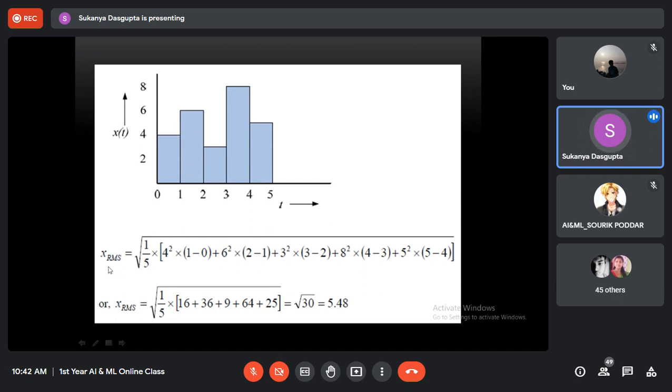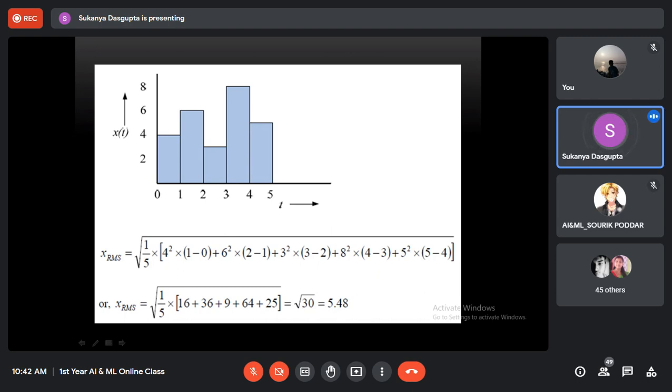That's why the name root mean square. That means first we are just starting from this right hand side. First we'll do the square, then we'll take the mean, and then we'll do the root. That's why the name root mean square. So for the same signal, the RMS value is something different. It is 5.48.